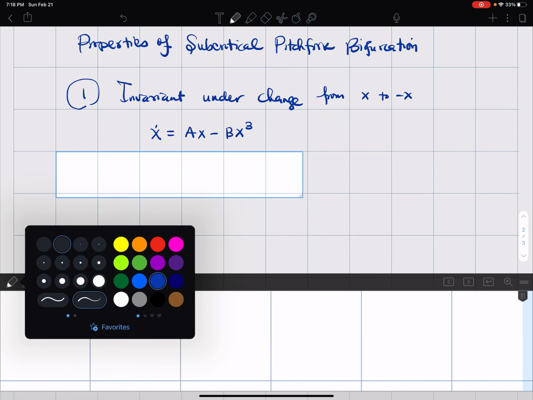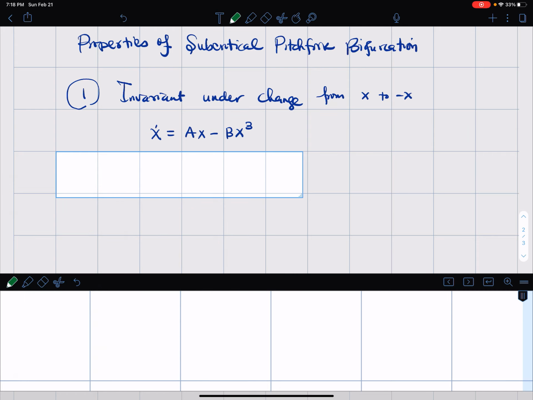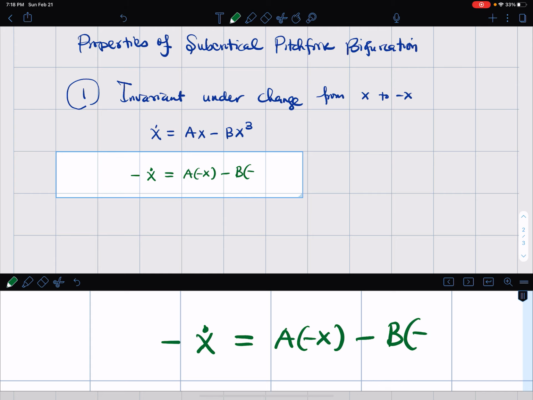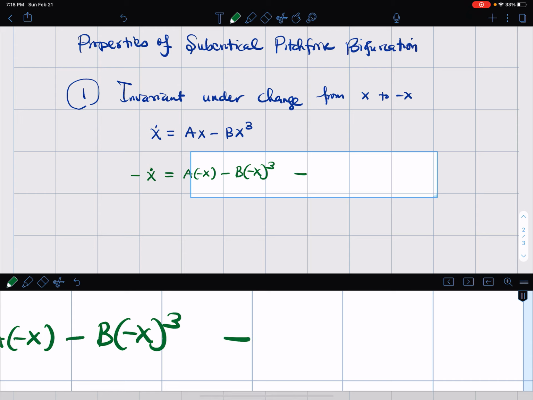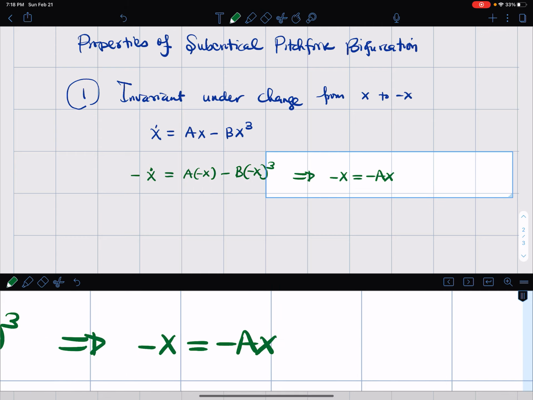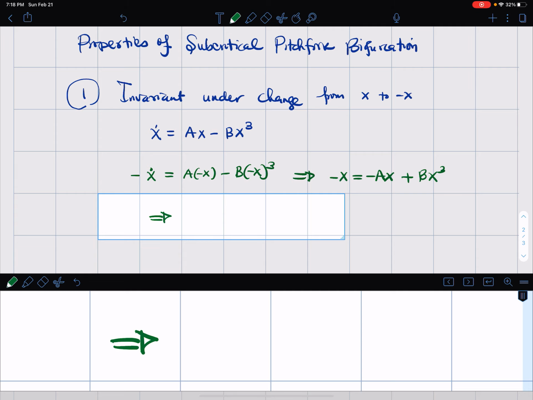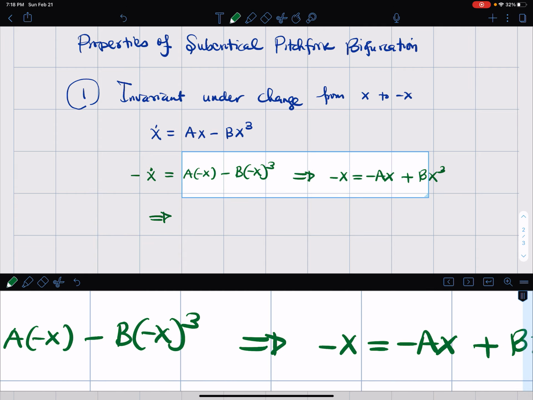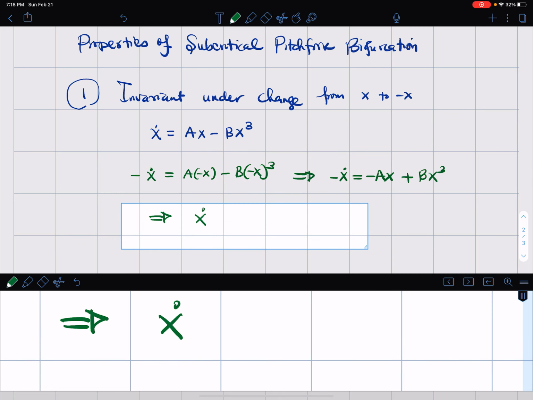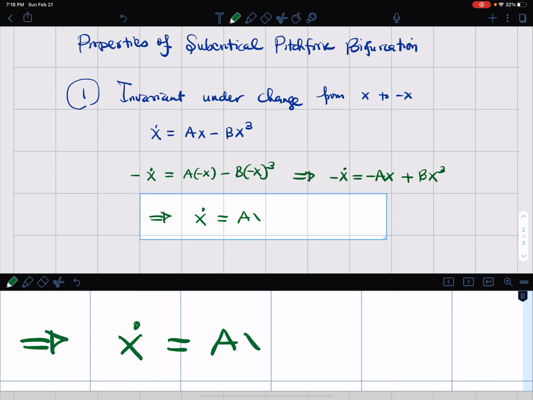Now if we replace x with negative x, we take the derivative of negative x, and you get negative x dot is equal to a times negative x minus b times negative x cubed. All right, and this will give you negative x dot is equal to minus ax plus bx cubed. If you divide through by negative 1, you get x dot is equal to ax minus bx cubed. So you get the same thing.